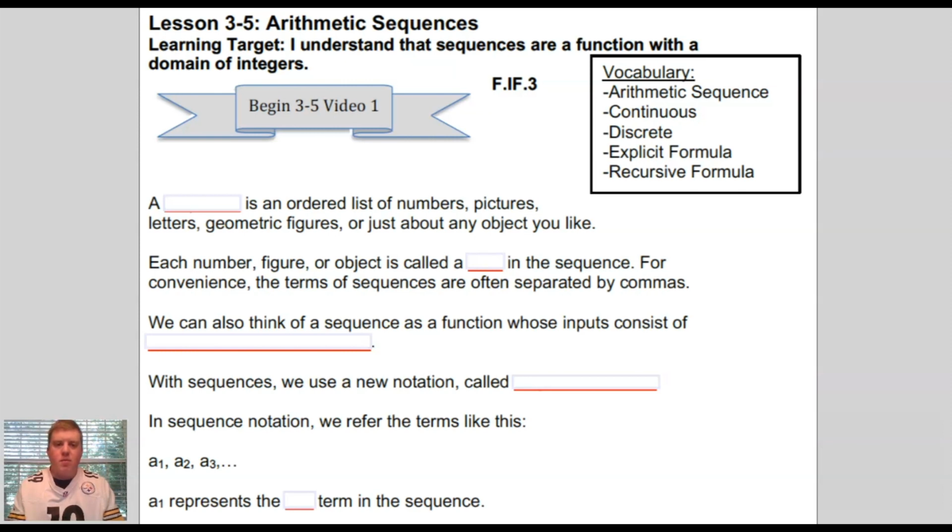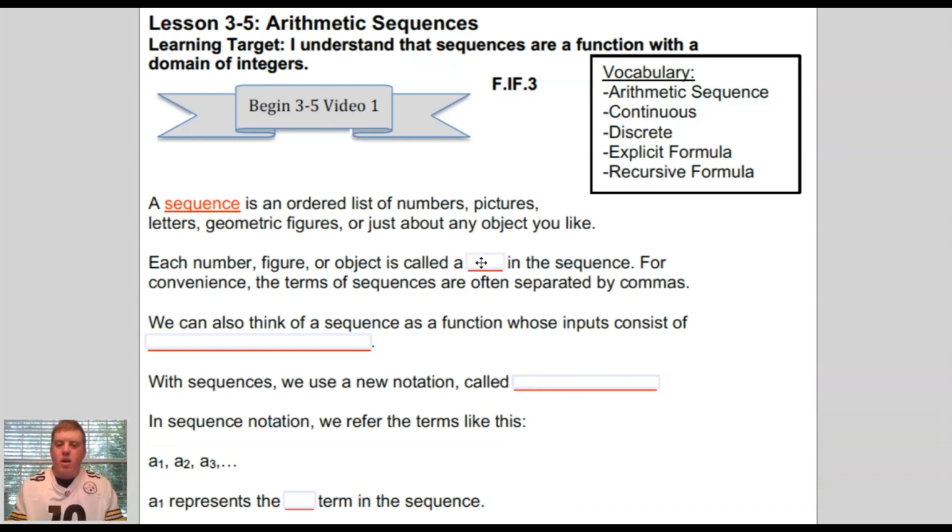In lesson 3-5, we are going to be focusing on sequences. Before we get too far into sequences, we need to talk a little bit about the notation that we use for sequences, along with some of the vocabulary. First off, a sequence is an ordered list of numbers, pictures, letters, geometric figures, or just about any other object that you can think of that follows a pattern.